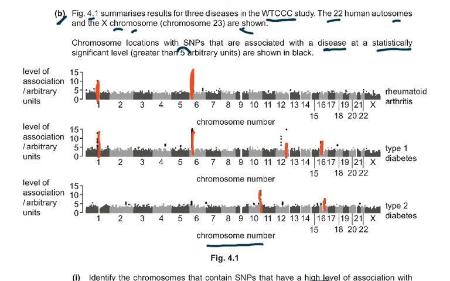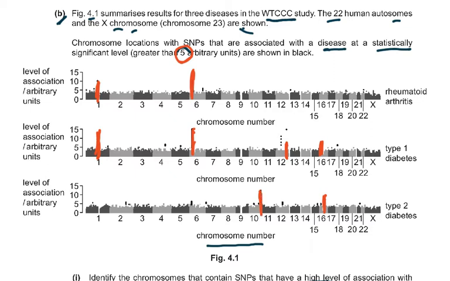First, you've read from the question that it is anything more than 5 arbitrary units. So just look at the ones which are more than 5 arbitrary units. So we have chromosome 1 and chromosome 6 here, which I have just underlined. Then here chromosome 1, then 6 here is more, then 12 here is more, then 16 here is more, then here we have again 16, and here we have 10.